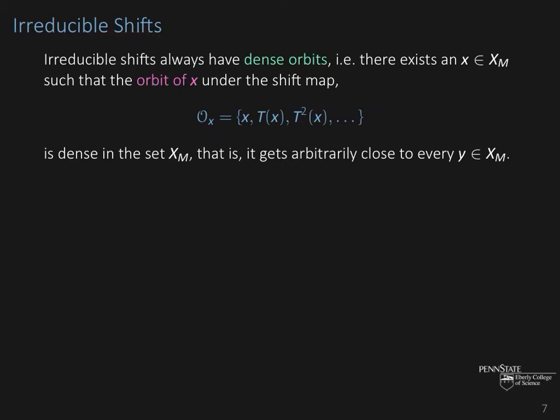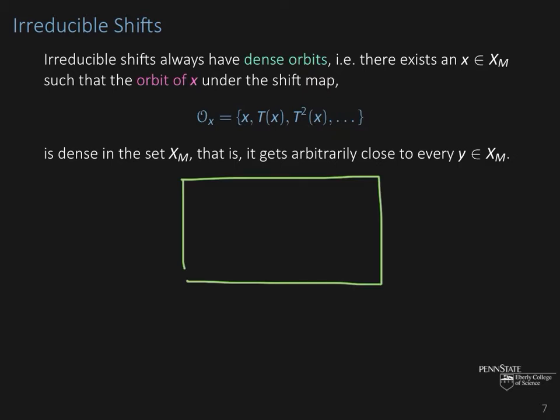Irreducible shifts have some very nice dynamic properties, and I want to point out one of them, namely that they always have dense orbits. So what is an orbit? An orbit of a point is just following its path or route by repeatedly applying the underlying transition or transformation. So in our case, it's the shift map. So the orbit of x collects all its positions in time under the dynamical system.